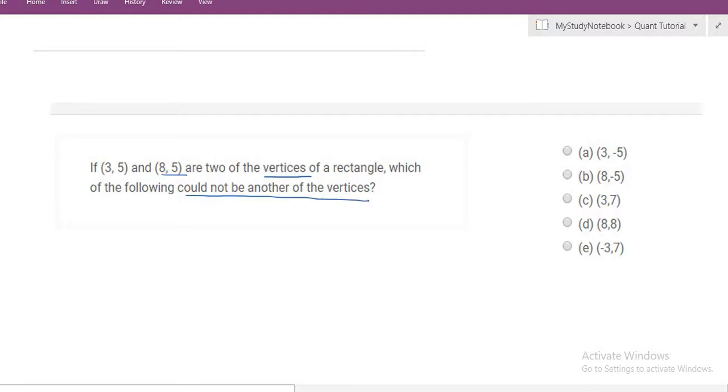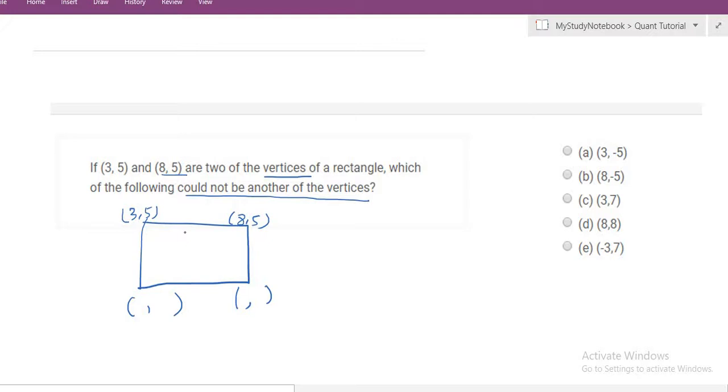So from here we can understand that we have a rectangle for which we have 2 points. If we imagine that one of them is (3, 5) and the other is (8, 5), we have to identify what would be the other vertices, and from the options given on the right we have to determine which one is the incorrect one, that is, which one could not be a possible vertex.